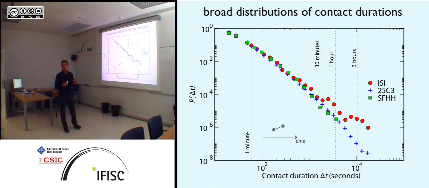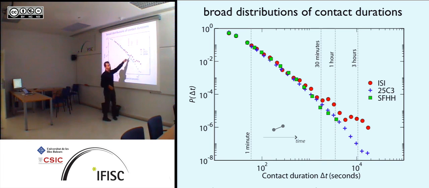This is not obvious, and it's good news if you're a modeler, right? If you want to model human contact and you want to introduce in your model a realistic idea of how contact duration is distributed, you can pretty much plug in this distribution, and we know that this distribution is very stable across very different contexts. So it's sort of a universal, a stylized fact of human contact.